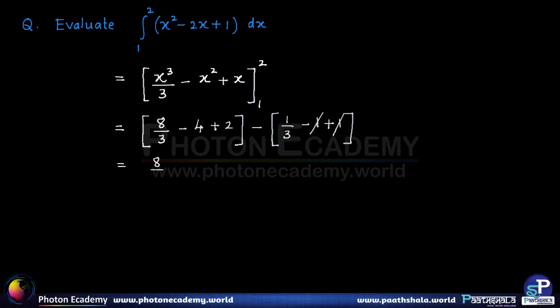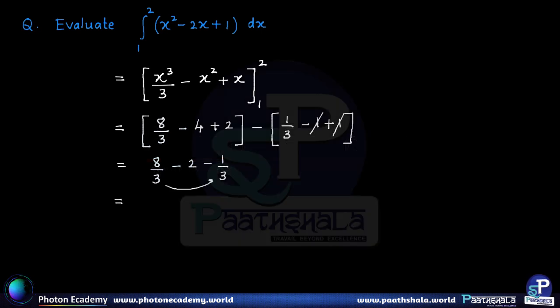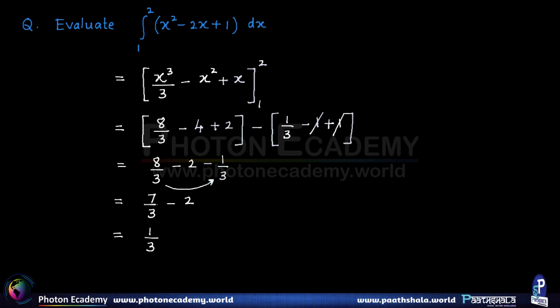So here we have 8 by 3 minus 4 plus 2 is minus 2, and we have minus 1 by 3. So we may club these two first, that is 8 by 3 minus 1 by 3 is 7 by 3 minus 2. So that is equal to 7 minus 6, which is 1 by 3. So that's the answer. So you see how simple this procedure is as compared to finding the definite integral as a limit of a sum, which is a more tedious process.